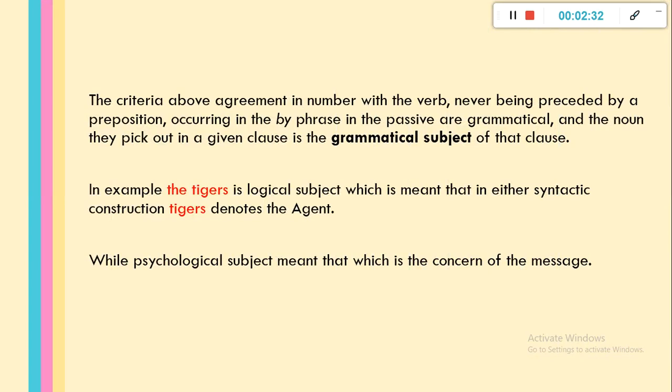The criteria above: agreement in number with the verb, never being preceded by a preposition, occurring in the by phrase in the passive, are grammatical, and the noun they pick out in a given clause is the grammatical subject of that clause. In the example, the tigers is the logical subject, which means that in either syntactic construction, tigers denotes the agent, while psychological subject means that which is the concern of the message.